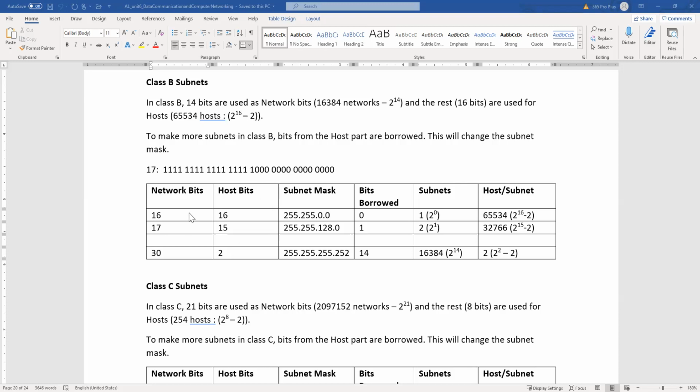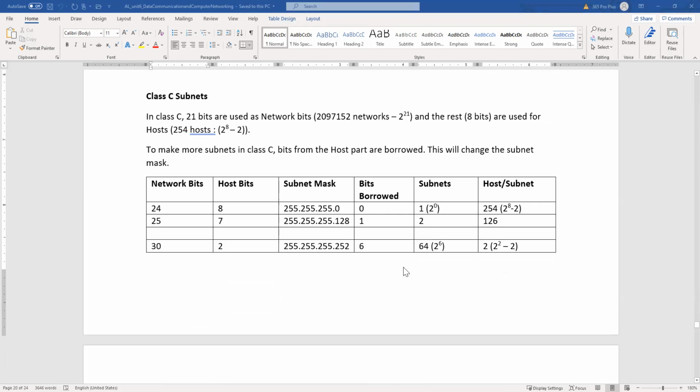Okay, so in this particular case, in the default we have 16 network bits and 16 host bits, so the subnet mask is 255.255.0.0. We have not borrowed any bits for subnets. So actually you don't have any subnets, although I put 1. The 1 here means we have only one network, not subnets. But when you borrow 1 bit, you will create 2 subnets. You divide the network into 2 parts, and each has 32,766 devices possible, right?